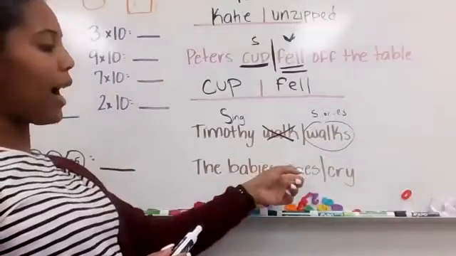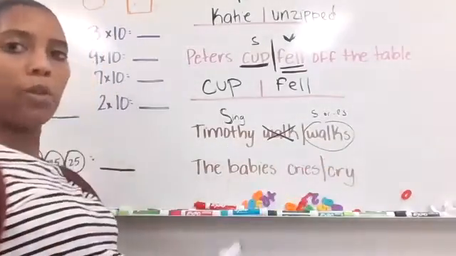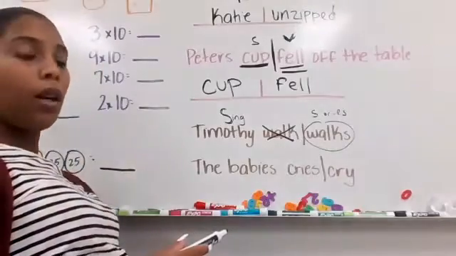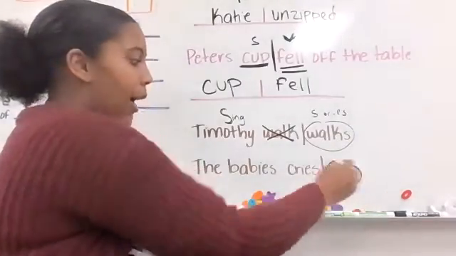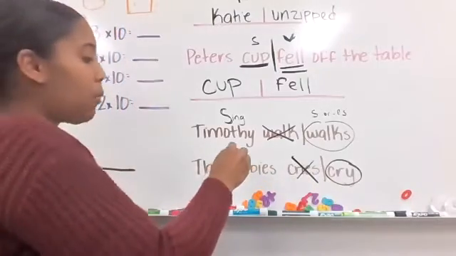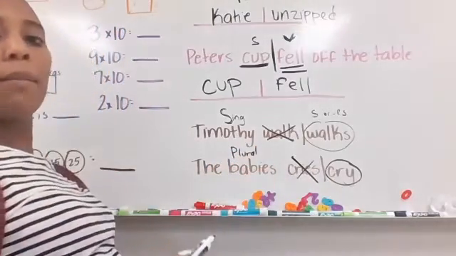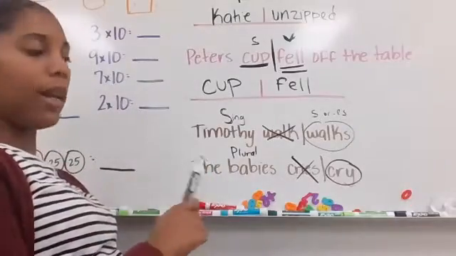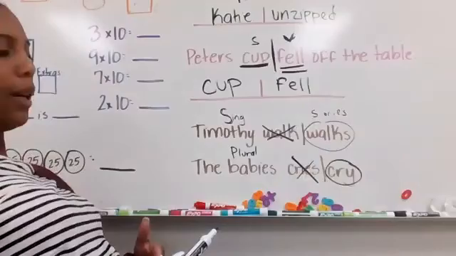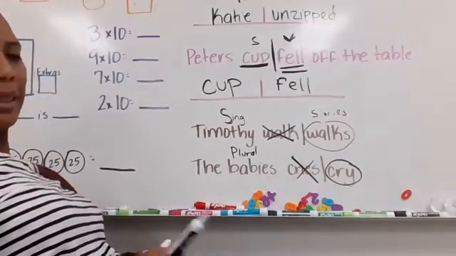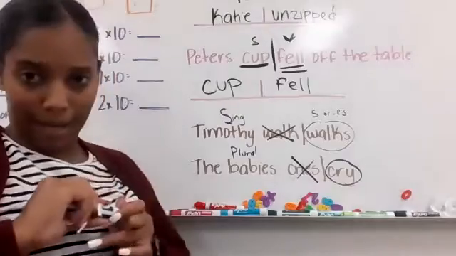Let's look at this one. The babies cries or cry. Which one makes more sense? The babies cry. Now my subject was plural here because it was more than one baby. So that means my verb does not need an S or ES. It would be, the babies cry for their moms. The babies cries doesn't sound too good. So, the babies cry.